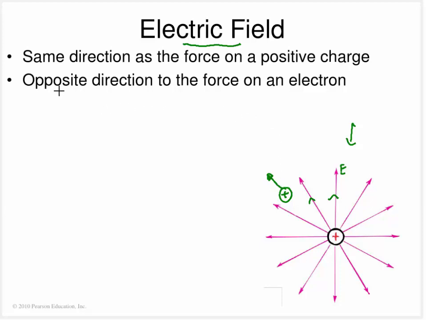This would actually also give us the opposite direction that an electron would go. So if I took an electron and plopped it right here, we know that this is negative and that's positive, so it's going to go in this direction right here. I always tend to remember the positive one myself.